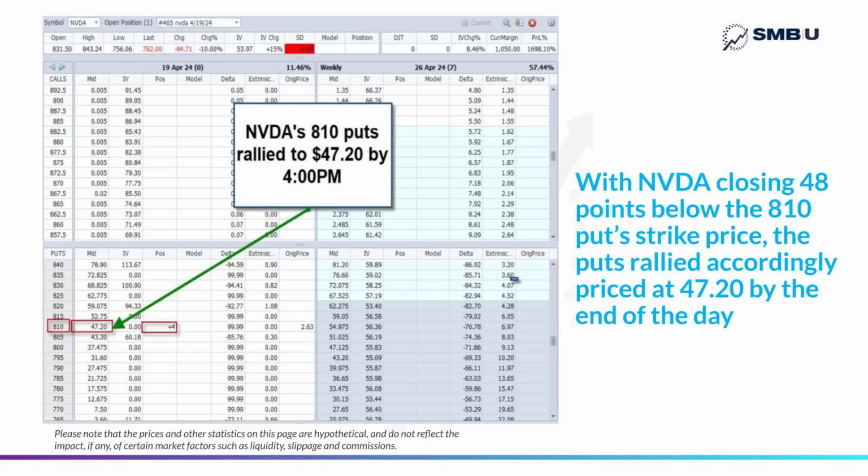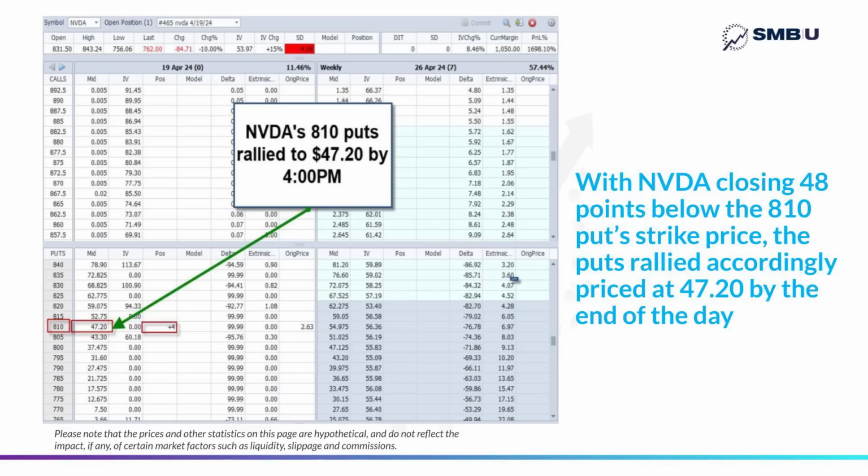Because if you decide to exercise the put at that point, you could sell your shares of NVIDIA for $48 more than they're trading for in the open market. In other words, you could sell them at 810 because the put seller is obligated to buy them from you at that price. And so it makes sense that the right to sell those, the option, is worth about $48 at the end of the day, which is exactly what happened.